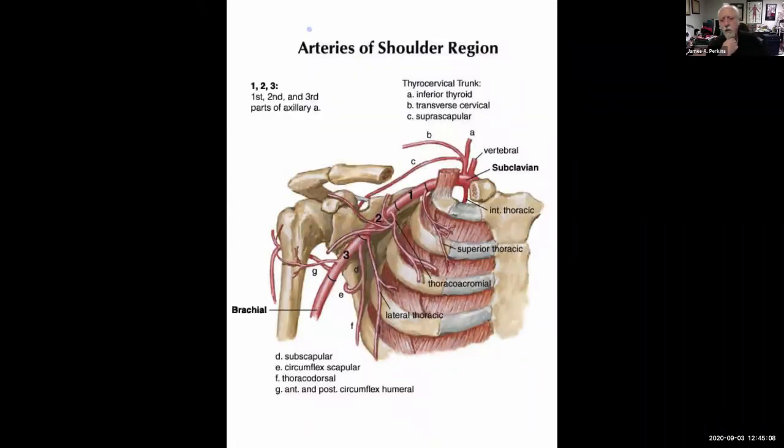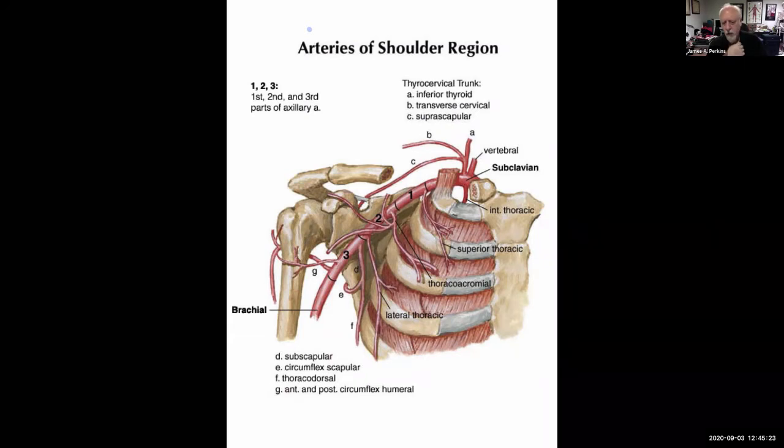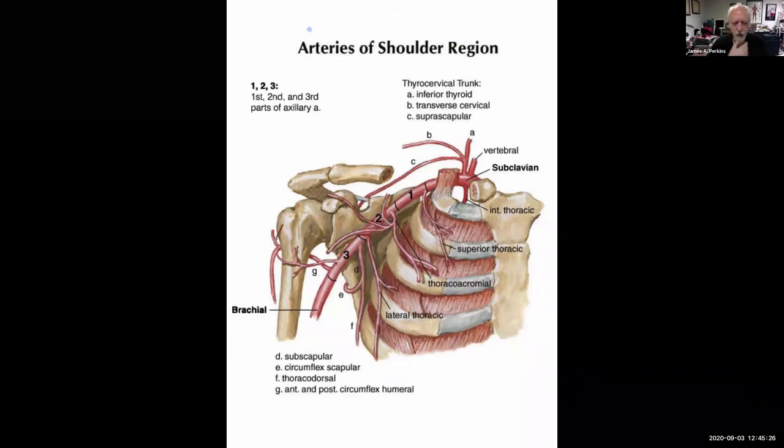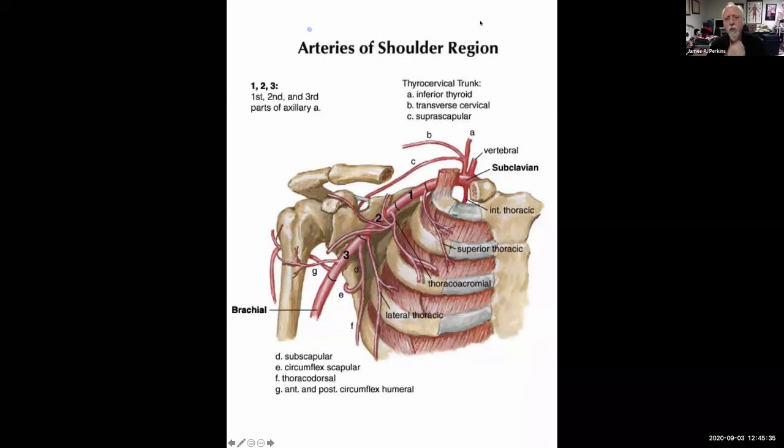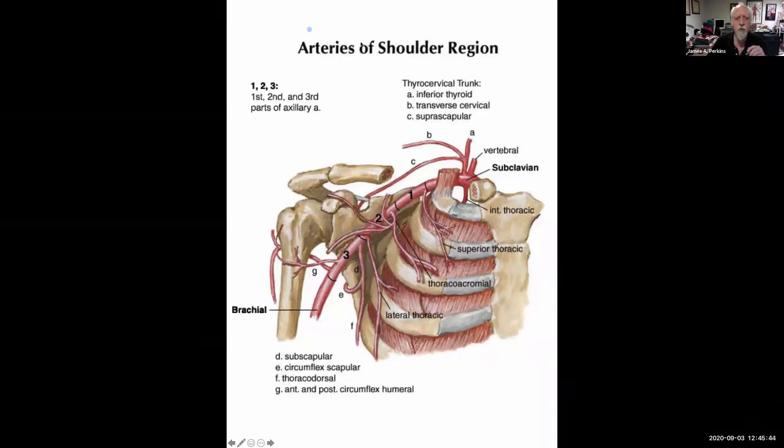The reason that this distinction between the first, second, and third parts is useful is because you can use it as a landmark to help you identify the branches of the axillary artery. And it just so happens that there's a nice pattern here that the first part of the axillary artery has 1 branch, the second part has 2 branches, and the third part has 3 branches. So let's take a look at the branches off of the different parts of the axillary artery.